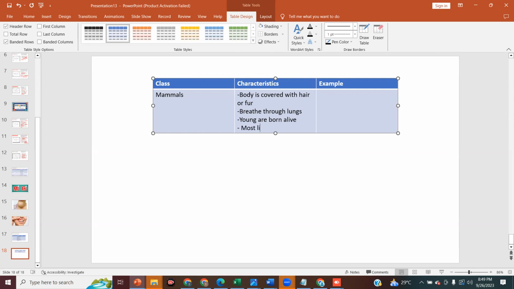Most live on land. Some live in the water. Not all though. Like he said, some live in the water. Give me a mammal that lives in the water. Whale. A dolphin. Harry the platypus.